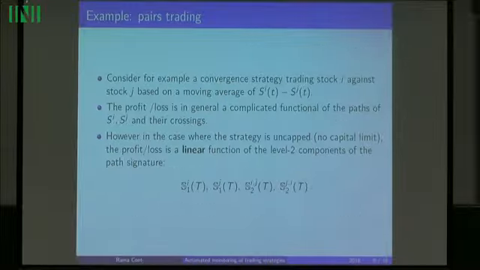But just to understand why this is a natural idea in this context. For example, if you think of this strategy that I showed you earlier, this pairs trading strategy where you trade one stock against another. Well, in general, if you look at a pairs trading strategy, the loss of a pairs trading strategy can be a complicated function of the paths of the pairs you're trading. So the two paths specifying the prices of the pair and how many times they cross and so on.